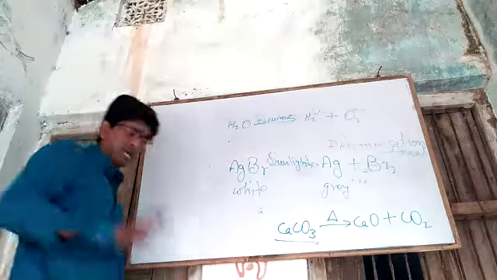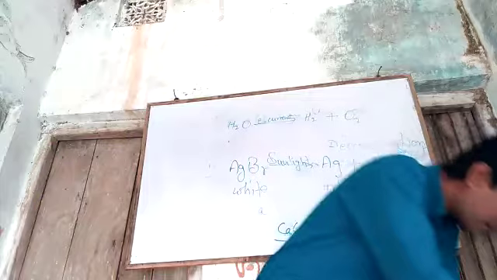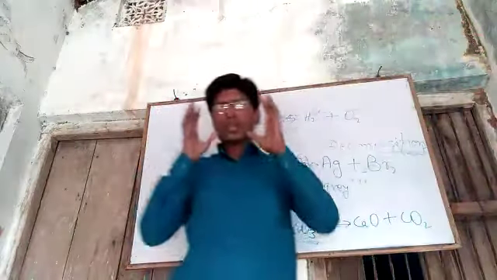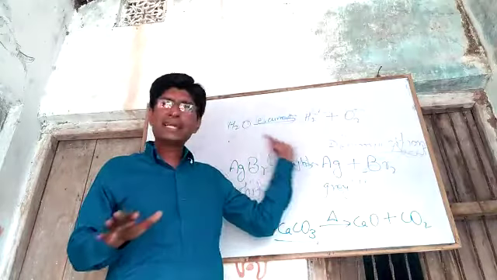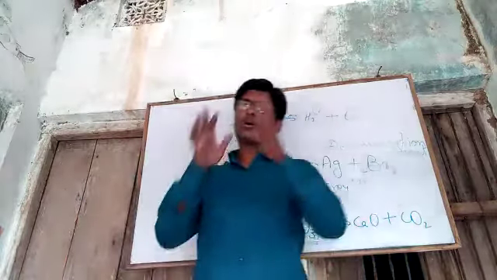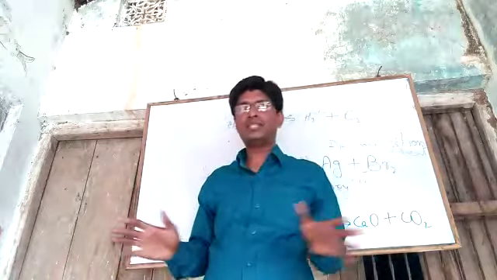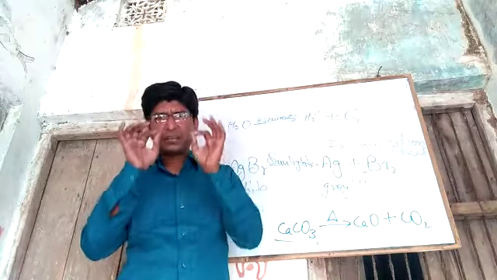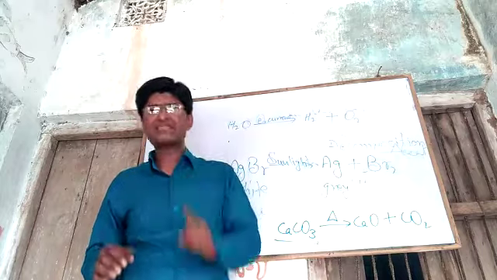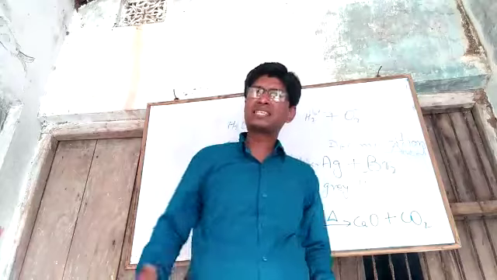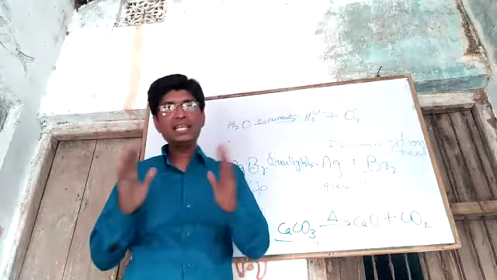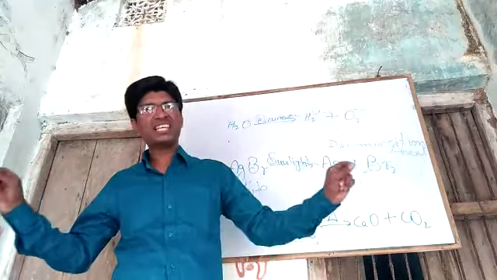So dear students, now I am going to summarize the decomposition reaction. There are three parts of decomposition reaction: thermal decomposition reaction, photolytic decomposition reaction, and electrolytic decomposition reaction. Now you will be able to define these. I am going to define first: the chemical reaction in which a single substance gets broken down into two or more than two substances in the presence of heat, then it is called thermal decomposition reaction.